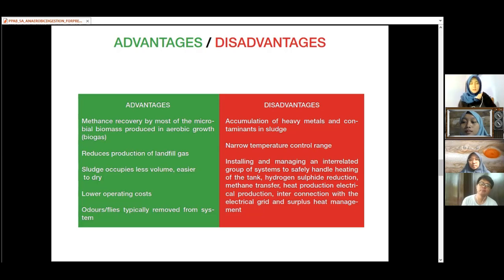And I will explain about the disadvantages. 1. Accumulation of heavy metal and contaminants in sludge. 2. Narrow temperature control range. And 3. Installing and managing an interrelated group of systems to safely handle heating of the tank, hydrogen sulfide reduction, methane transfer, heat production, electrical production, interconnection with the electrical grid, and surplus heat management. Next.